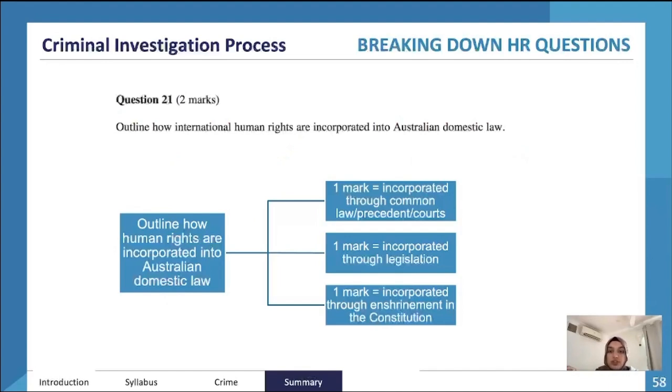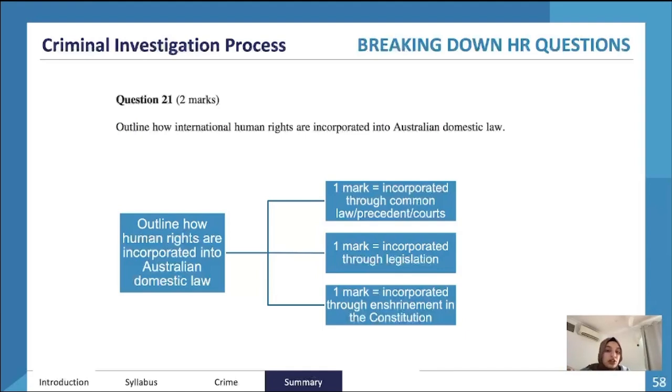So now I've got a bunch of human rights questions. Outline how international human rights are incorporated into Australian domestic law. So how can we break this question apart? First of all, it's an outline question, so we don't need to go into heaps of detail. With 2 marks associated with the question, here are the potential ways that you could get the 2 marks.